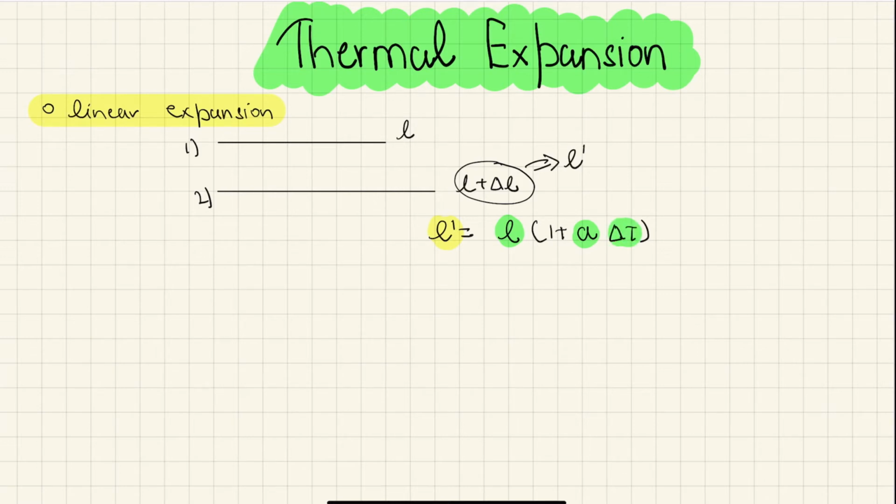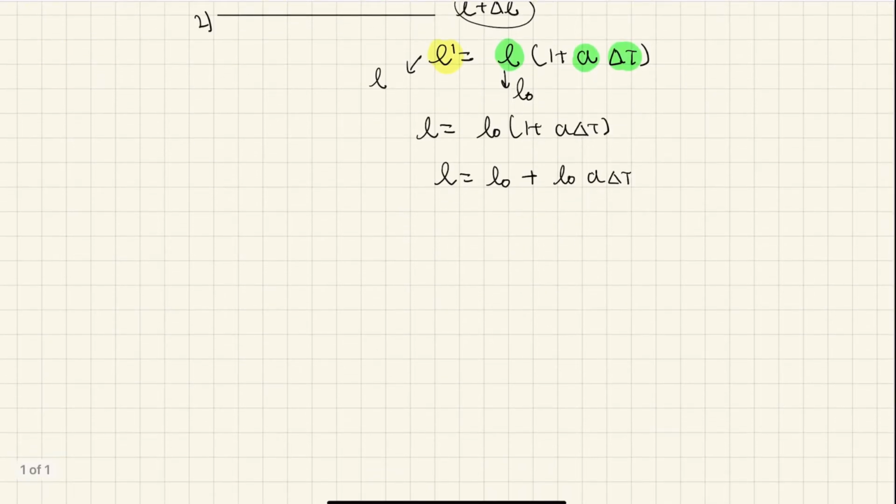And now if I just open it up a bit, I can write it out. I'm going to change the symbols a bit because it's getting uncomfortable for me. So I'm going to write L prime as L and L as L naught. So L equals L naught times 1 plus alpha delta T, right? And so I can write it as L equals L naught plus L naught alpha delta T.